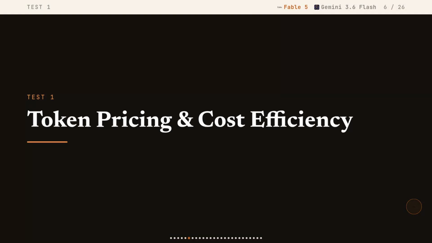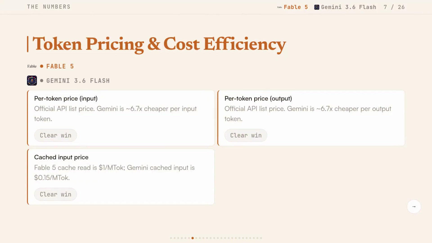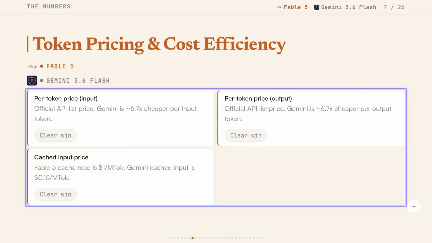Test 1, token pricing and cost efficiency. At $50 per million output tokens, Fable 5 is the most expensive model Anthropic has ever listed. And if you run a batch job of 10 million output tokens, you're looking at $500 with Fable 5 versus $75 with Gemini 3.6 Flash. That delta is brutal. What surprised me, looking at the official pricing, is just how clean the gap is.